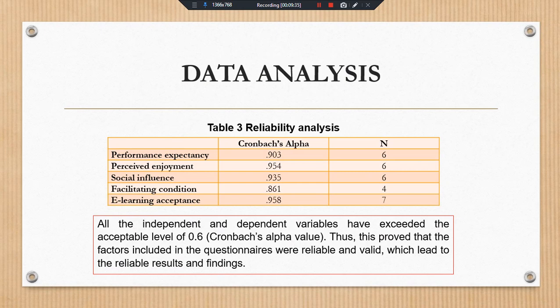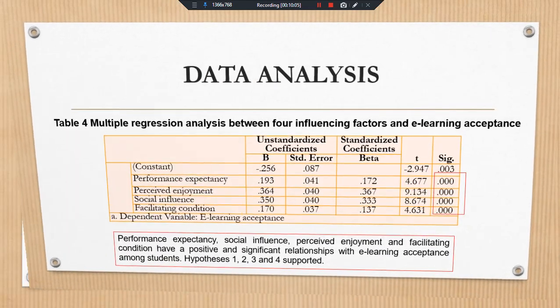Regarding reliability analysis, all the independent and dependent variables have exceeded the acceptable level of 0.6, which is our rule of thumb for the Cronbach's alpha value. Thus, this proves that the factors included in the questionnaire were reliable and valid, which led to reliable results and findings.